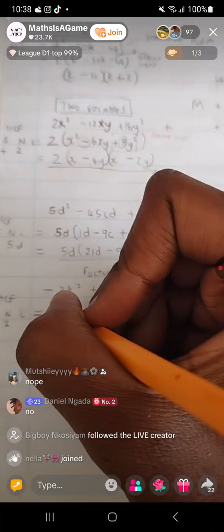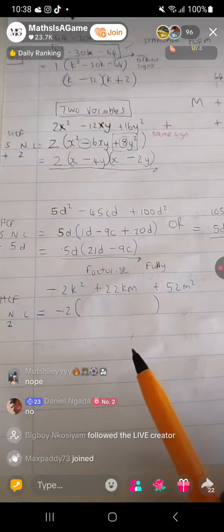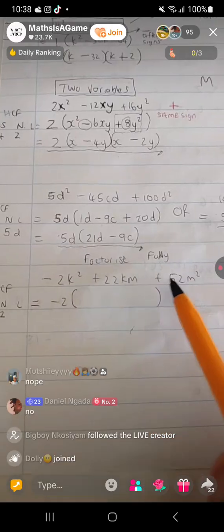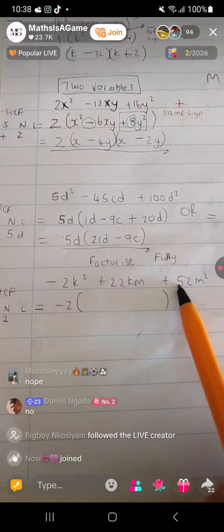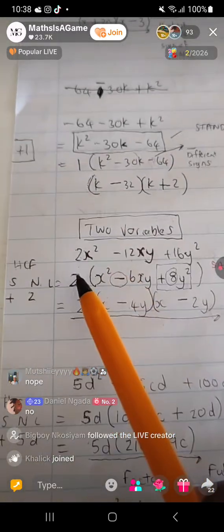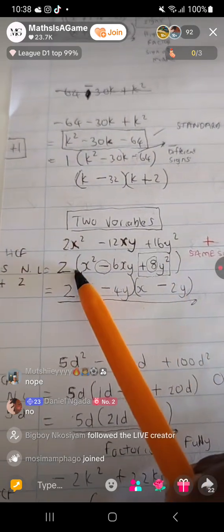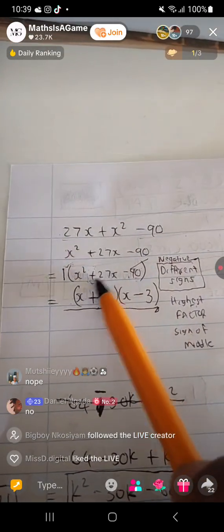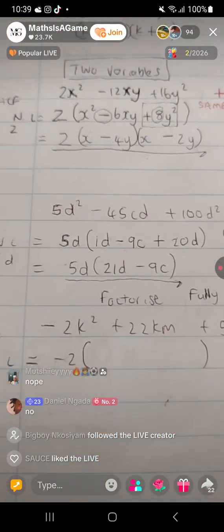So -2 is the highest common factor. We're going to write the highest common factor and open that bracket. Remember, if you take out something that is negative, all the signs inside the bracket will change. I repeat, if you take out a negative, all the signs change. But if you take out a positive, guys, you've noticed that nothing of the signs change. You see this negative is still negative, that positive is still positive, you took out a positive. You see that sign is still negative, you see that next sign is still negative. You took out a positive, you see that sign is still positive, you see that sign is still negative. No sign changes.